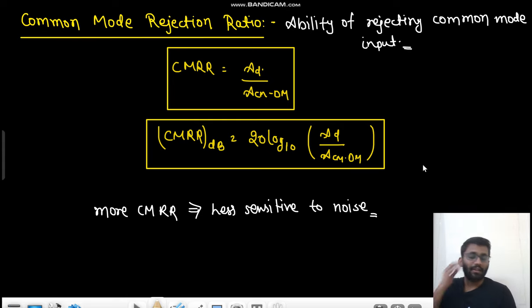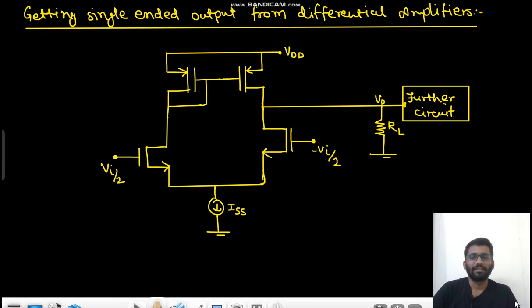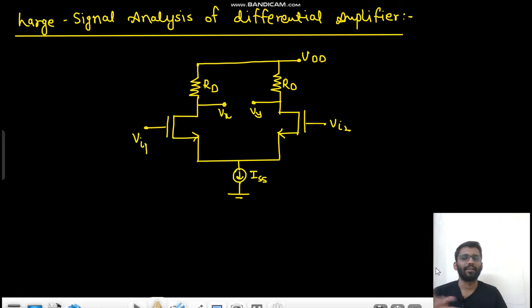Now we will move on to the large signal analysis of differential amplifiers, and after that we will see single-ended output from a differential amplifier. How will we get single-ended output? We are getting double-ended output till now. Now we will get single-ended output, and after that it will be completed. So let's see the large signal analysis of differential amplifier in the next video. Okay, thank you.